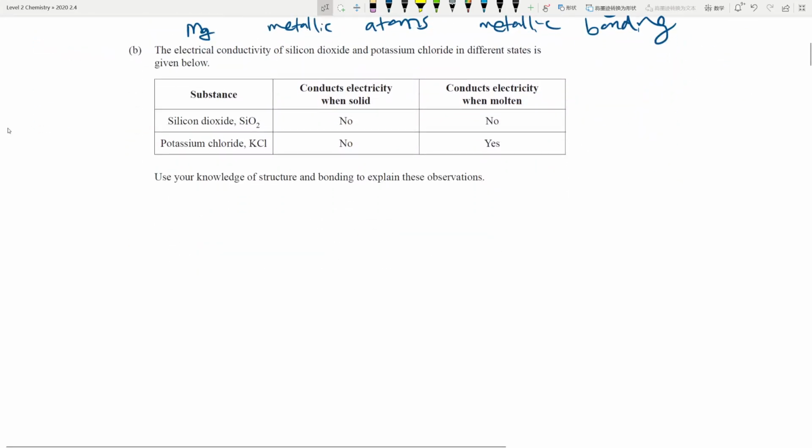Okay, so next part: the electrical conductivity of silicon dioxide and potassium chloride is different. Silicon dioxide, like we said, is a giant covalent network. The only giant covalent network solid that you know of that conducts electricity is graphite, so silicon dioxide doesn't conduct electricity at all. KCl is an ionic solid, so it doesn't conduct electricity as a solid, but it does conduct electricity when molten. So the key idea is that you need to tell us what type of bonding they have. So this is covalent bonding.